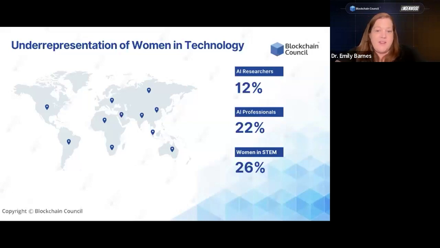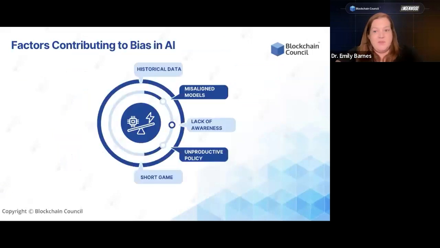So gender bias can prevail because, one, it's simple human nature. It's very easy to overlook a population that's not basically staring at you from across the table, right? Project table or board table, in the boardroom. But it's not just the fact that women are underrepresented. There are many other factors contributing to bias in AI. We'll talk about those. So looking at AI technologies through a very broad lens, there are a few themes or factors contributing to bias in AI.